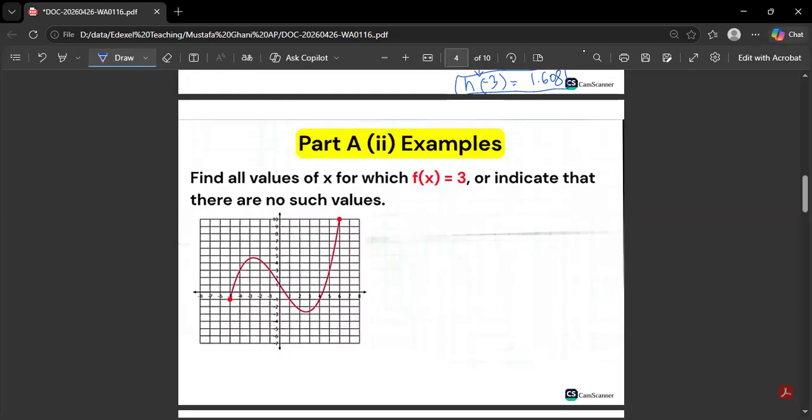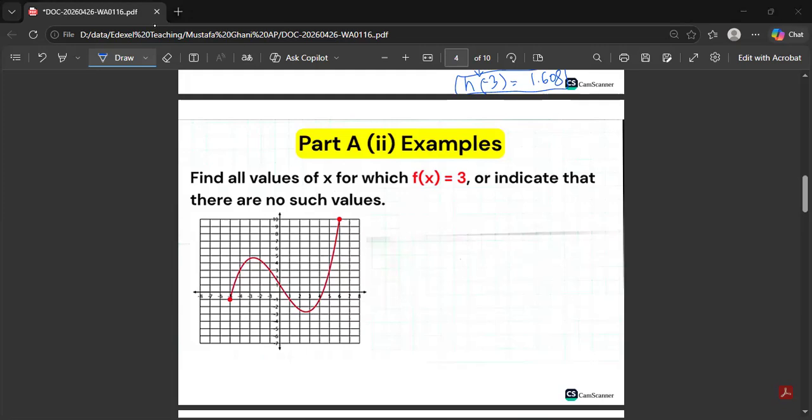How to find this number? Find all values of x for which f of x equals 3, or indicate that there are no such values. Sir, do we look at the graph and look at where 3 is? If we look at 3 and we point it downwards, it's in between -2 and -3.